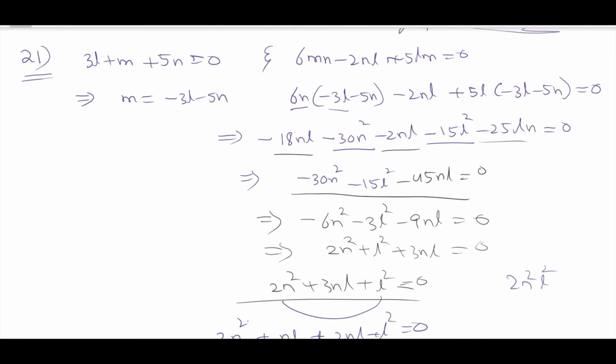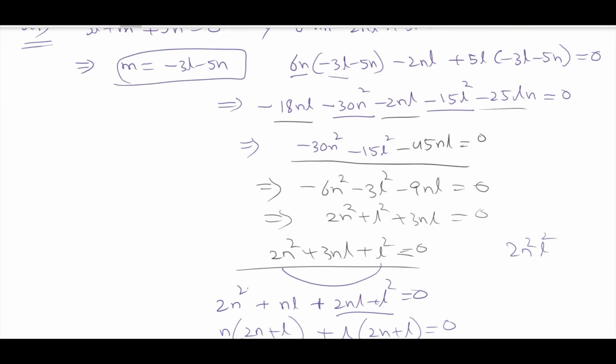From the first equation, we have that m equals to minus 3l minus 5n. So m equals to minus 3l minus 5n. If l equals to minus 2n, then m will be equals to minus 3 into minus 2n is 6n minus 5n, that equals to n. So m equals to n. So l equals to minus 2n implies l by minus 2 equals to n, that equals to m.